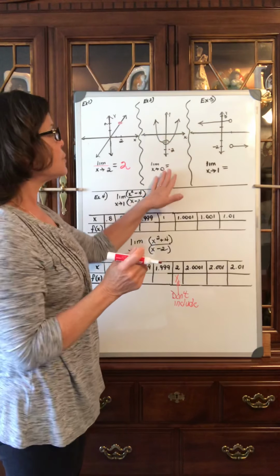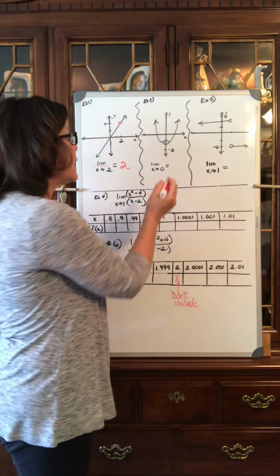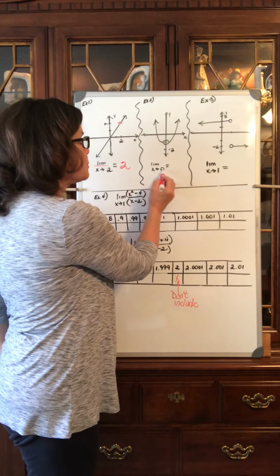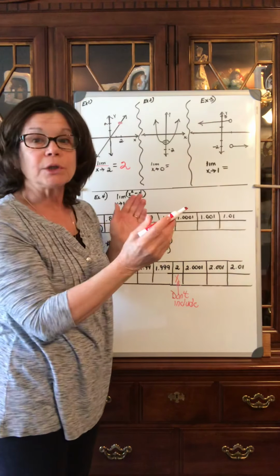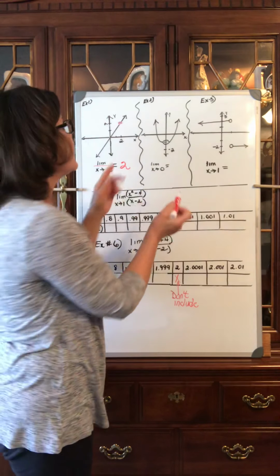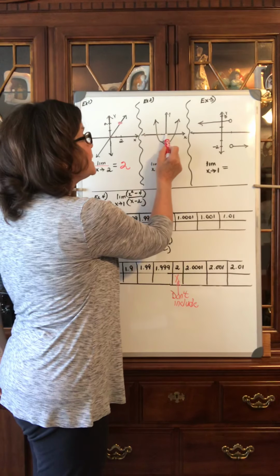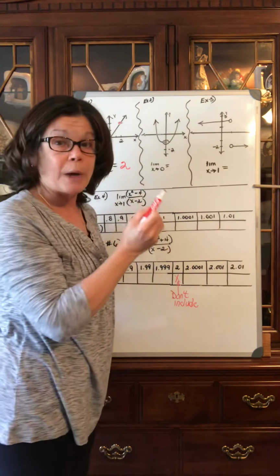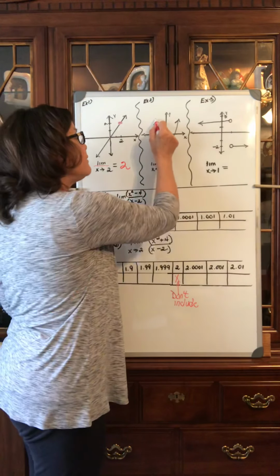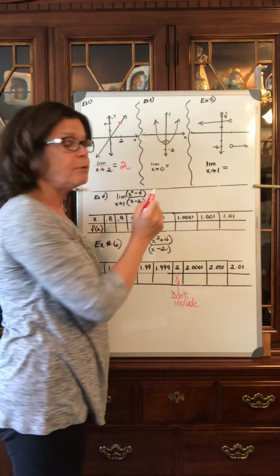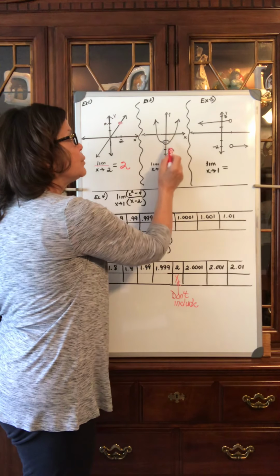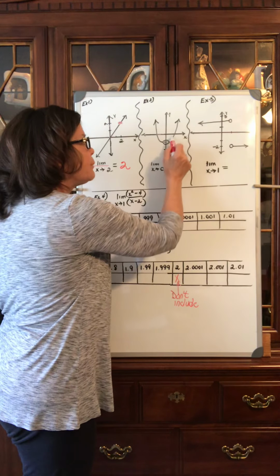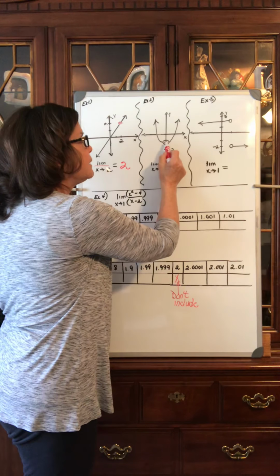For example number 2, there's this parabola, and we're trying to evaluate the limit as x approaches 0. So we've got to look from the left and the right to the graph. As x is approaching 0 from the left, your y value is your limit. Your y value is approaching a y value of negative 1. As x is approaching 0 from the right, my function, my y value, is also approaching negative 1.